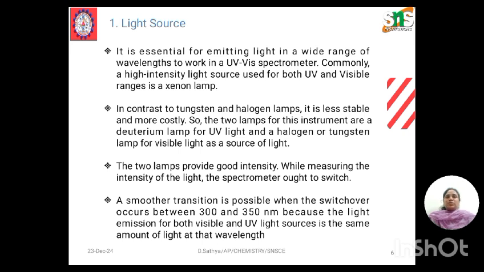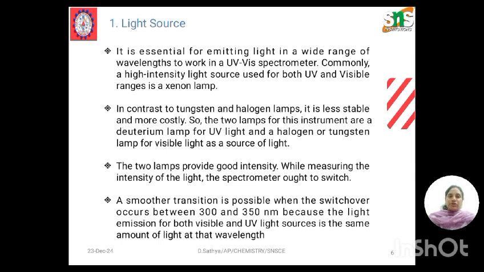The light source is essential for emitting light in a wide range of wavelengths for the UV visible spectrometer. Commonly, a high intensity xenon lamp is used for both UV and visible ranges. Tungsten and halogen lamps are less stable and more costly. So the two lamps for this instrument are the deuterium lamp for UV light and the halogen or tungsten lamp for visible light as the source of light.